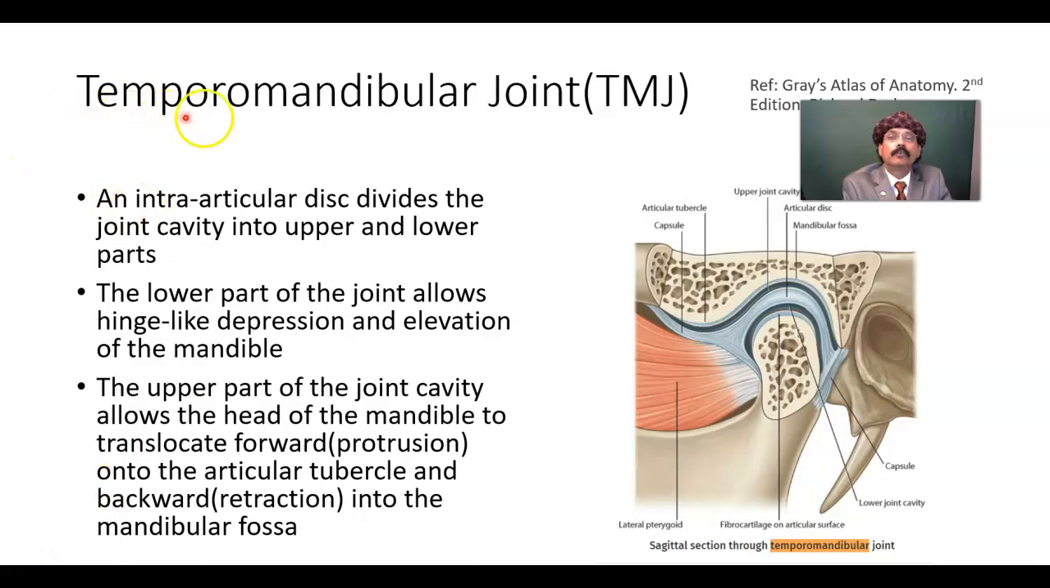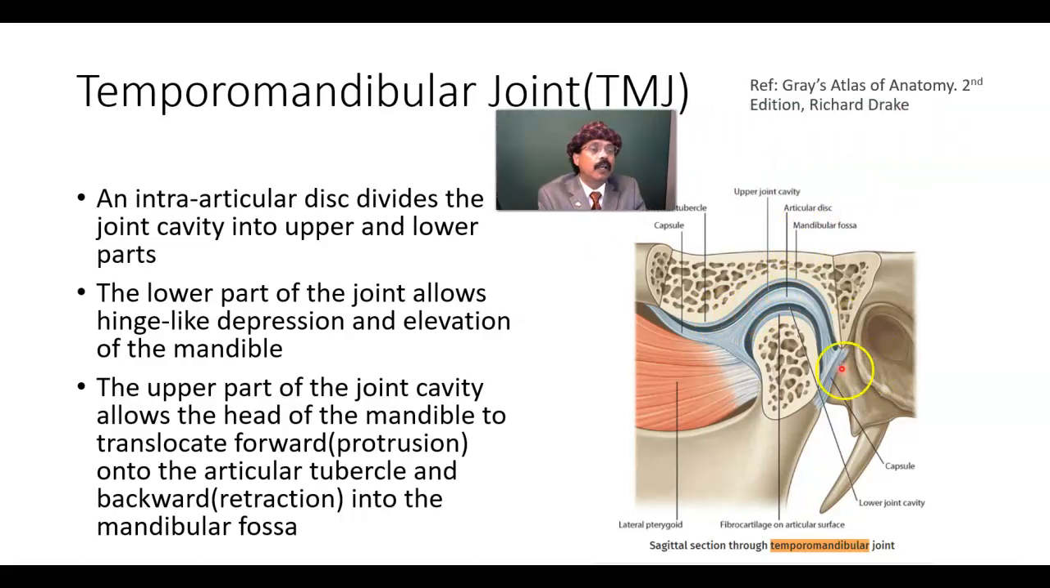The temporomandibular joint has an articular disc that divides the joint cavity into the upper joint cavity and the lower joint cavity. The lower part of the joint allows hinge-like depression and elevation of the mandible, this part. The upper part of the joint cavity allows the head of the mandible to translocate forward onto the articular tubercle, this is the articular tubercle, and backward into the mandibular fossa. This is the mandibular fossa.